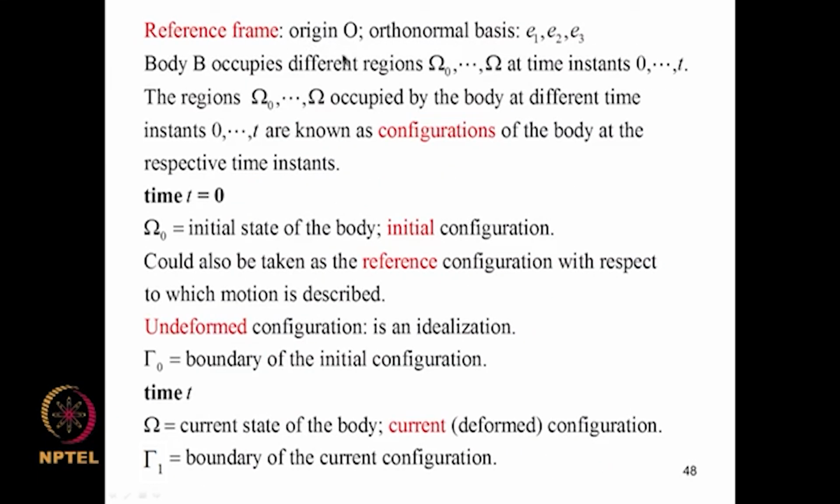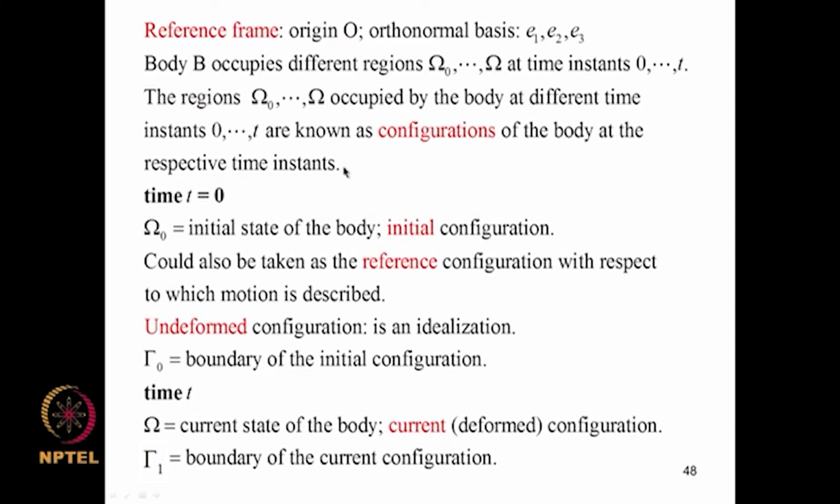The reference frame has its origin at O and there is an orthonormal basis E1, E2, E3, which is a coordinate system. The body B occupies different regions omega naught, omega 1, etc., omega at times t equal to 0, T1, T2, T3 and T. The regions omega naught, omega 1, etc., omega occupied by the body at different time instants are known as configurations of the body at the respective time instants.